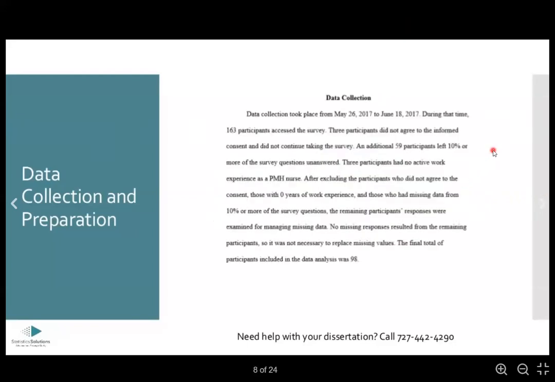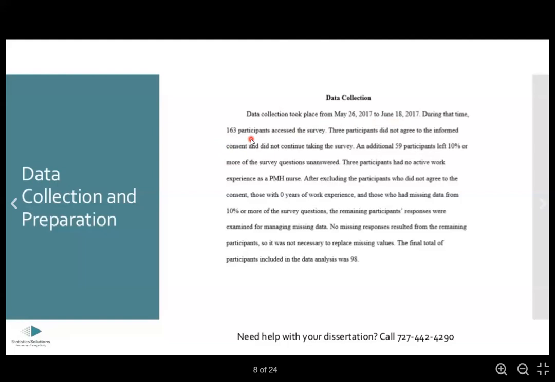Here is another example. This one is a little more detailed. Here they're specifying when the data collection took place. So this person collected data from May 26, 2017 to June 18th, 2017. They indicated how many people accessed the survey in that time period. So we had 163 participants.